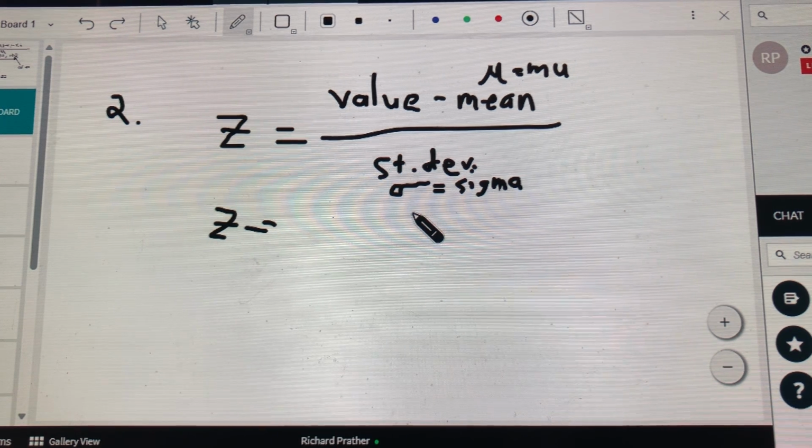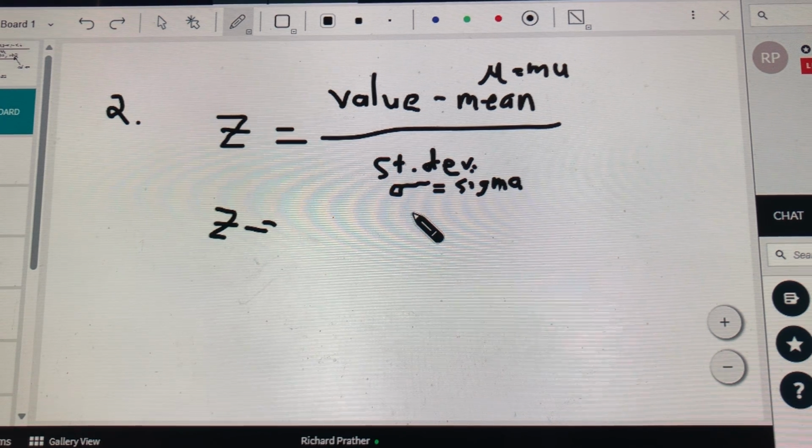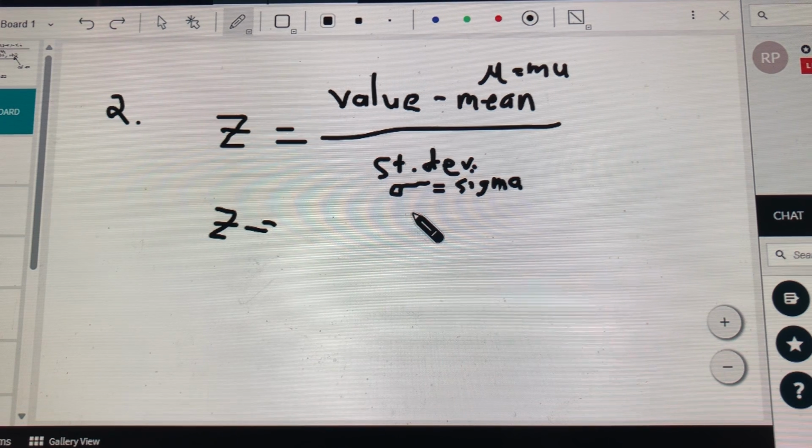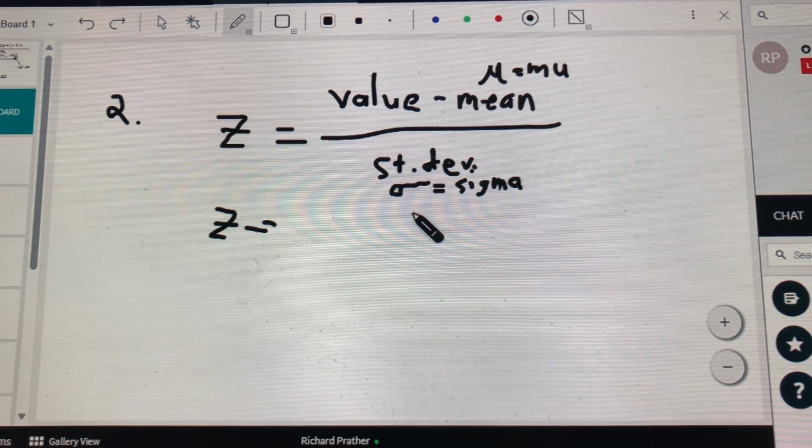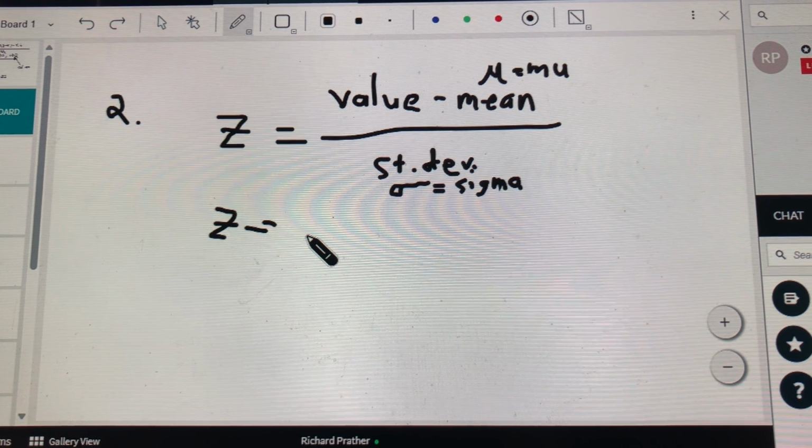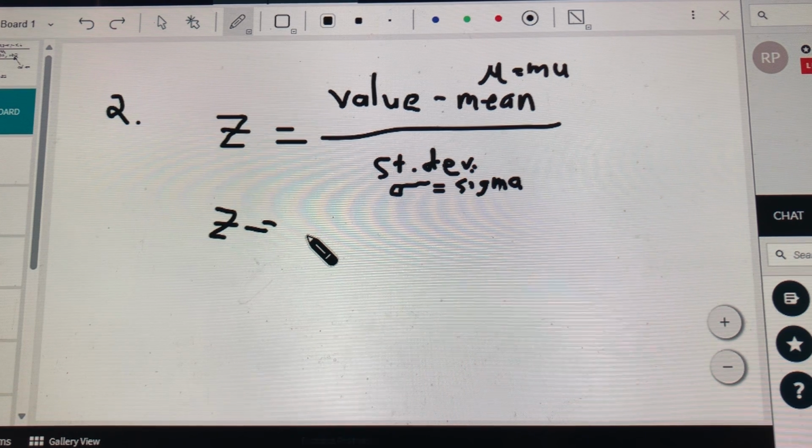Their brain is searching for something that they're familiar with, and they're probably not familiar with the Greek alphabet. But they use the Greek alphabet a lot in statistics to represent variables. If it's anything about a population, they use Greek letters. If it's about samples, then they do Roman or English letters.